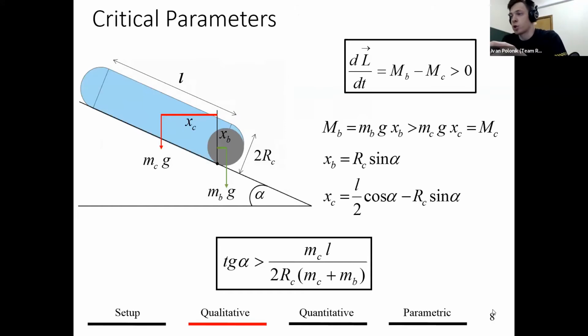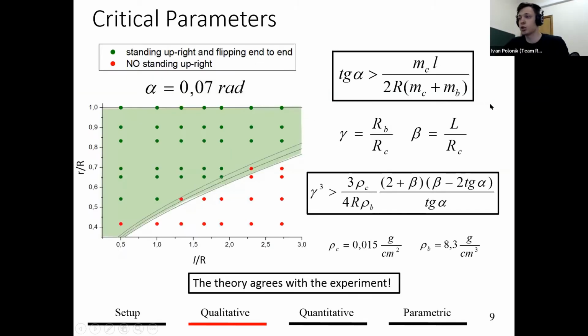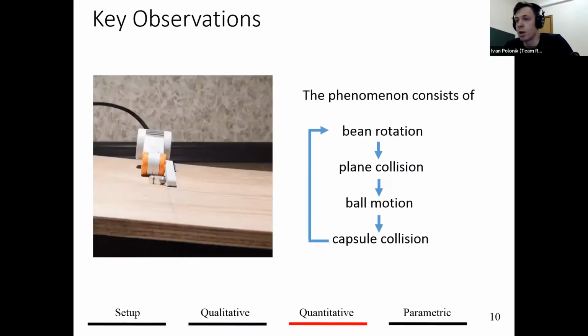So now we write the mathematical expression for both torques, for the capsule and for the ball, and find the expression which tells us whether our phenomenon can or cannot be observed. But it is not so easy to use such an equation because it depends on the geometry and the mass of the ball in the capsule, and while changing the geometry, we also change the mass. So we reduce it to one, as you may see on the frame. We use densities and dimensionless size parameters, and then we see good agreement between our theory and experiment for the area in which we can observe our phenomenon.